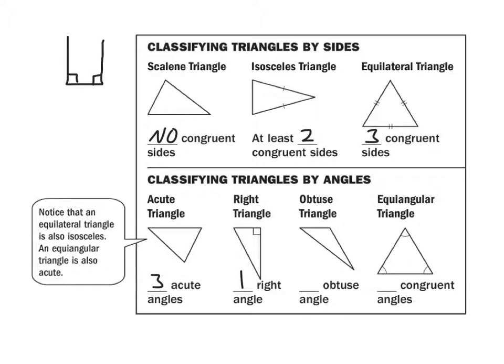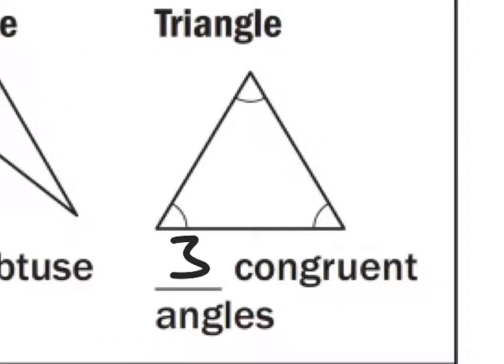How about obtuse triangles? How many obtuse angles can you have? Again, just 1. It's for the exact same reason I just talked about with the right angle. If I have 1 obtuse angle here, I can't have a second obtuse angle and still make a triangle. Then it'd be a trapezoid. I could make a trapezoid, but I can't make a triangle. How about an equiangular triangle? It's in the name, equal angles. So there are 3 congruent angles. And just for general knowledge here, if there are 3 congruent angles, what do they have to measure?